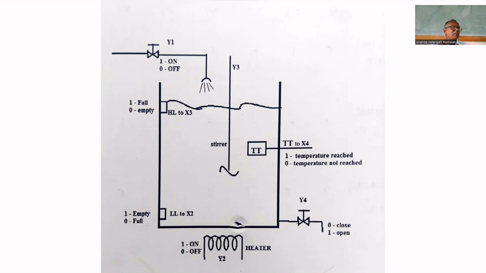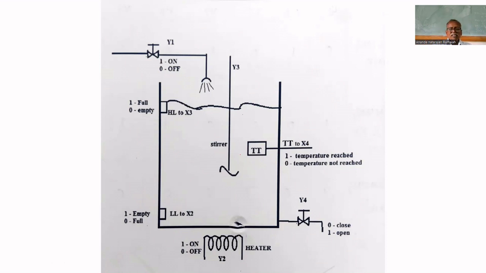Always you need a stirrer, because otherwise the temperature will not be uniform in the entire tank. That's why a stirrer is there. Whenever you turn on the heater, the stirrer has to be turned on. The stirrer will be connected at Y3. So once the temperature is reached, then we have to wait for some time, say 50 seconds or 100 seconds. A delay timer will be there. During that time, we have to wait. After that, we have to drain.